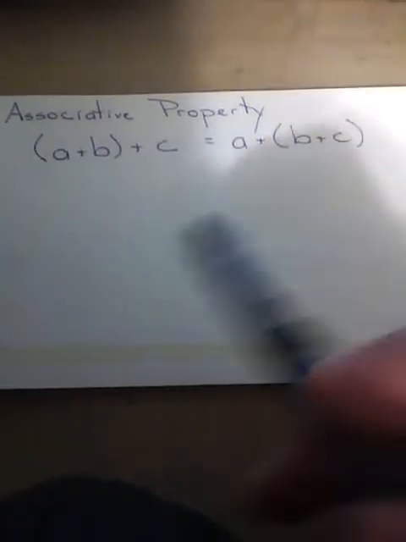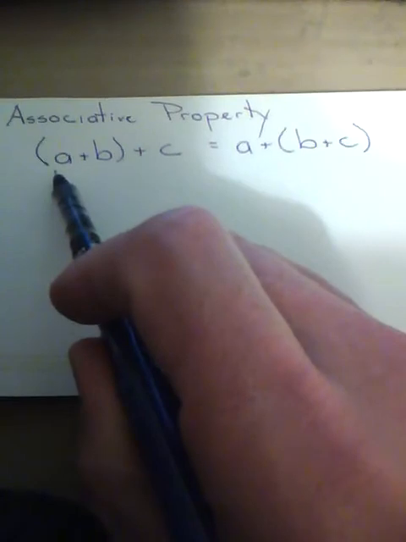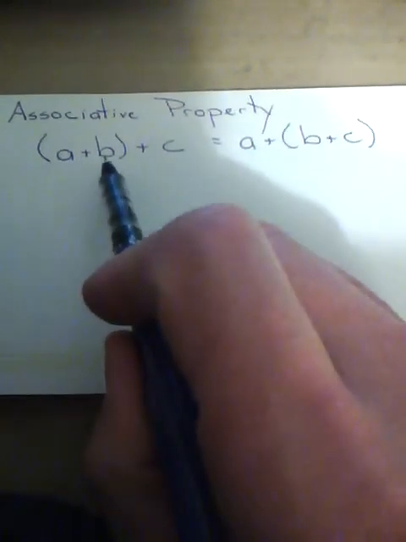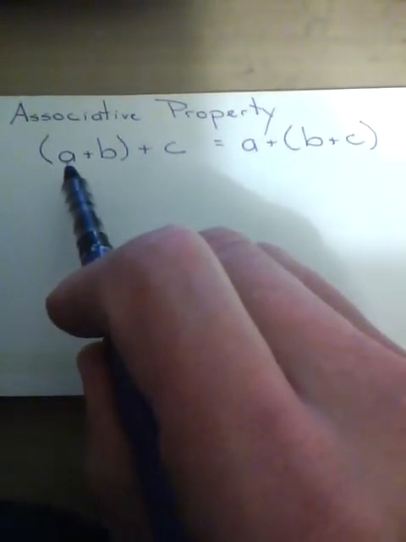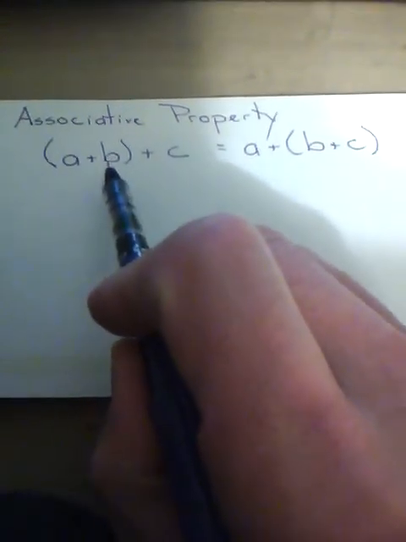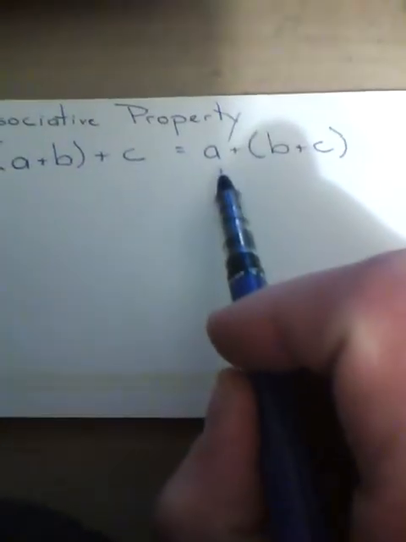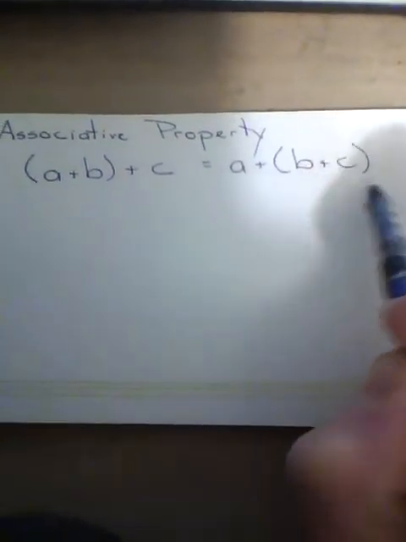Associative property. Notice, in parentheses, I have three. Well, before, I'll just ignore the parentheses. Look, I have A plus B plus C. A stands for a number. B stands for a different number. C stands for a different number than these two. Is equal to A plus B plus C.